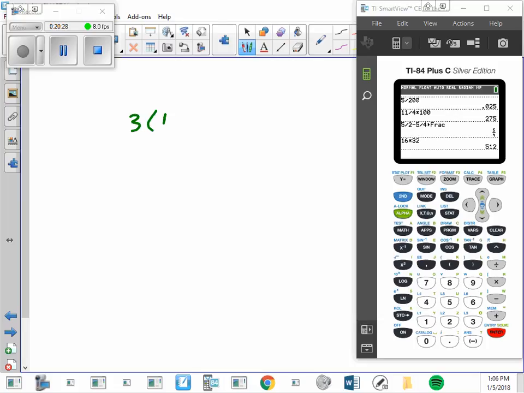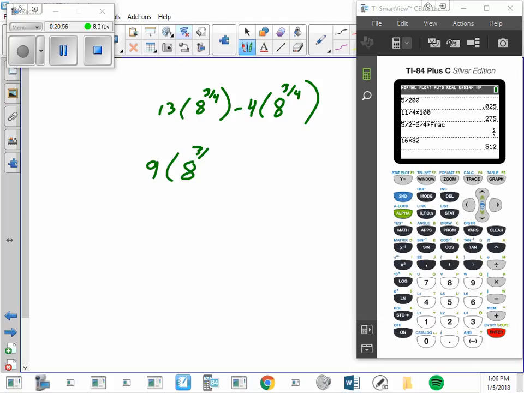3 times 11 to the 1/4 plus, oh, no, I'm on the wrong problem. Sorry. 13 times 8 to the 3/4 minus 4 times 8 to the 3/4. The answer would be 9 times 8 to the 3/4.